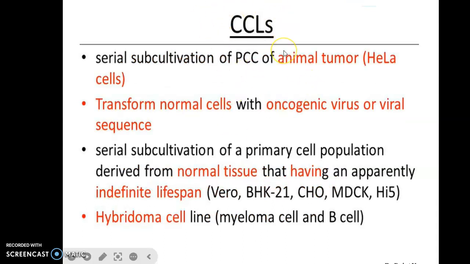When we talk about CCLs, these are serial subcultivations of primary cell cultures of animal tumors or animal cells. These are transformed from normal cells with oncogenic viruses or viral sequences. They are serial subcultivations of primary cell cultures derived from normal tissues that have an apparently indefinite lifespan.